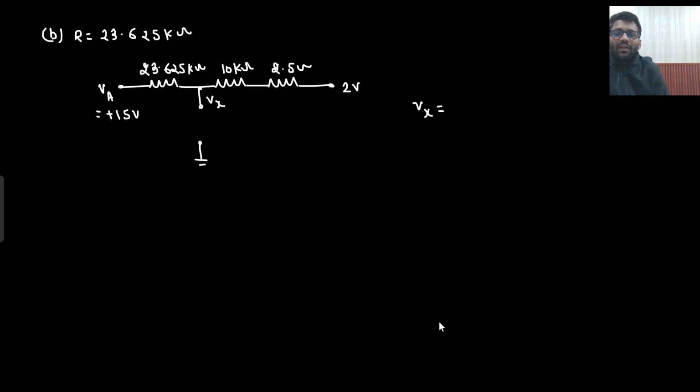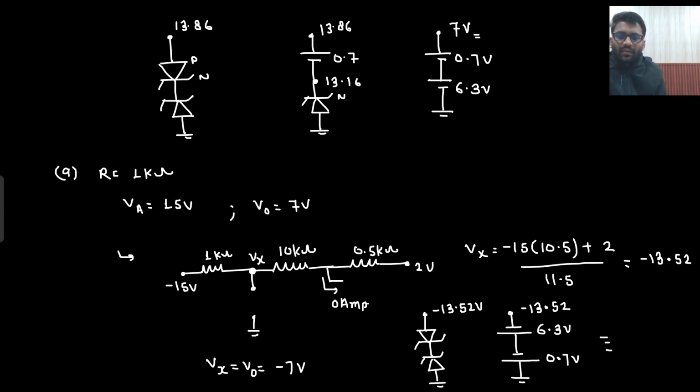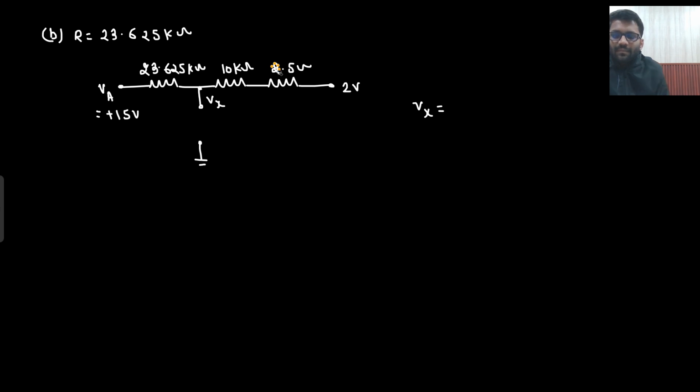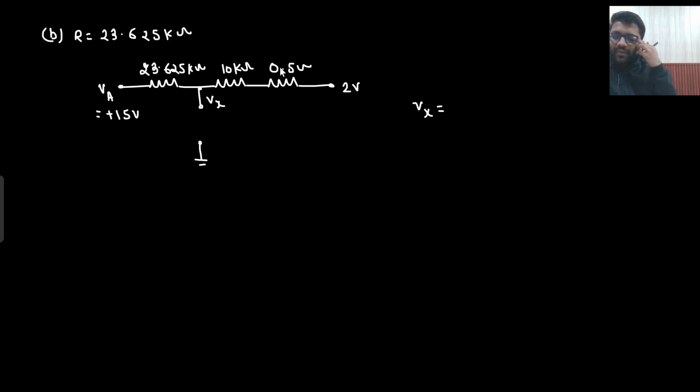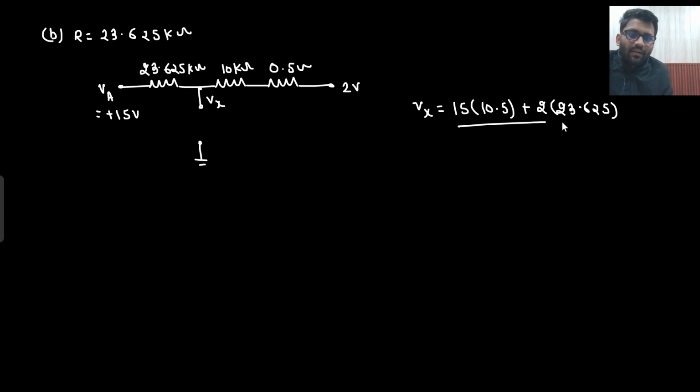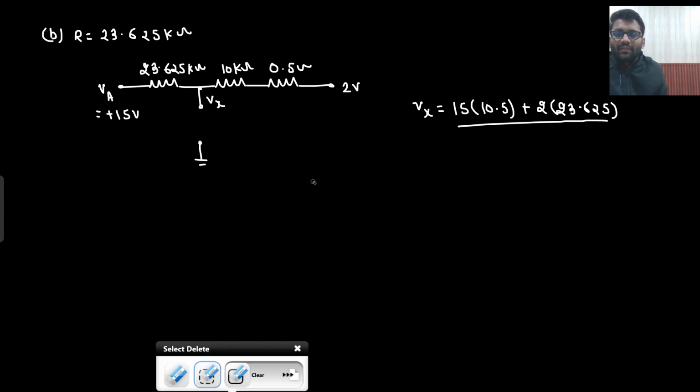So Vx is 15 into, it was 2.5, no, 0.5, that's what I was thinking. This was 0.5. So 15 into 10.5, plus 2 into 23.625, divided by 23.625 plus 0.5. This was kilo ohm as well.